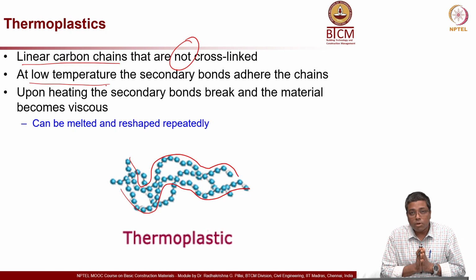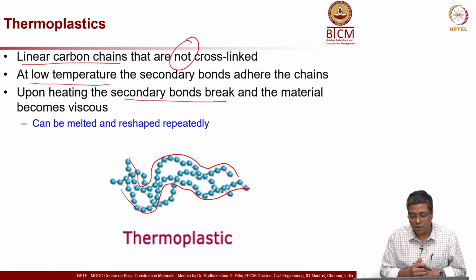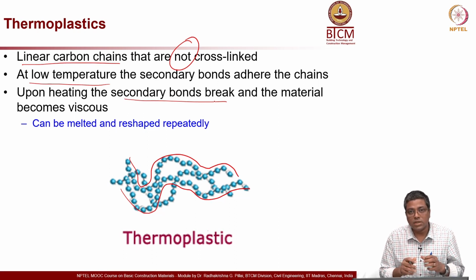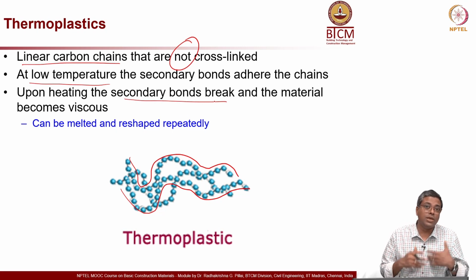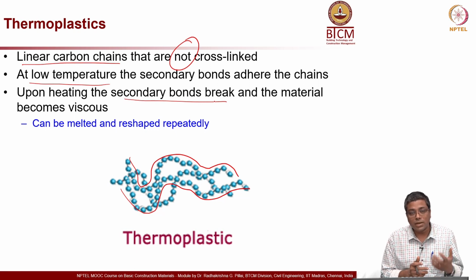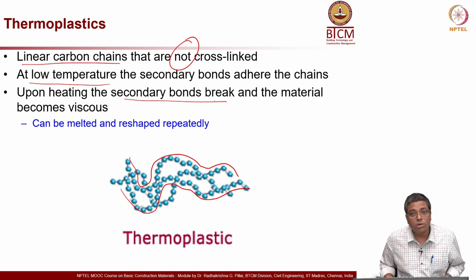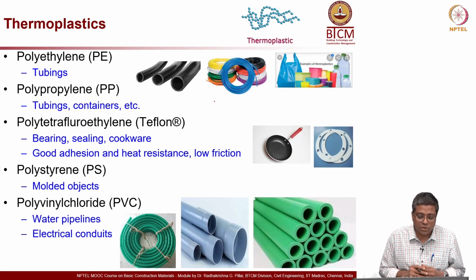But upon a little bit of heating, these secondary bonds can break, and the material becomes viscous. It starts flowing, and this is a good thing when we talk about reuse of materials. We can actually use the same thermoplastic material, melt it and then reform it into a different shape. So we can reuse. In terms of sustainability, this will be a good type of product to use, because we can increase the reusability of this material.